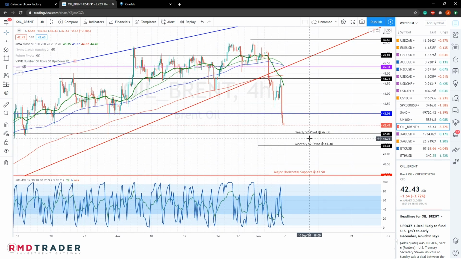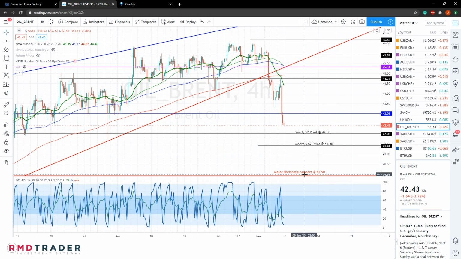It is also likely that over the coming weeks, depending on how aggressively oil continues to sell off or, on the other hand, recovers, we will see 41.40, which is the monthly S2, and then, of course, strong horizontal support at $43.90.